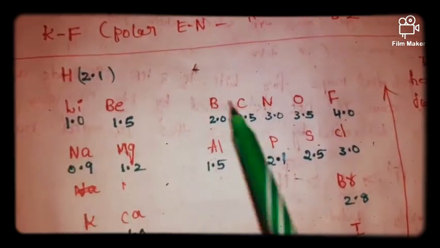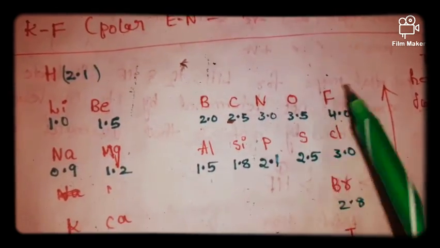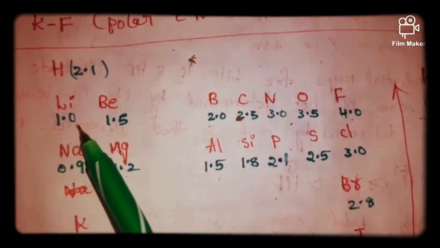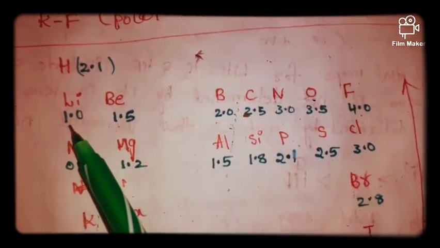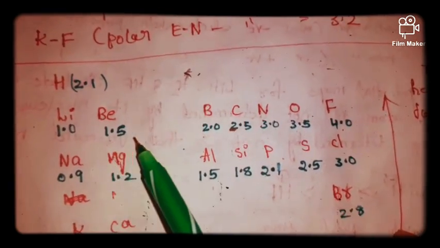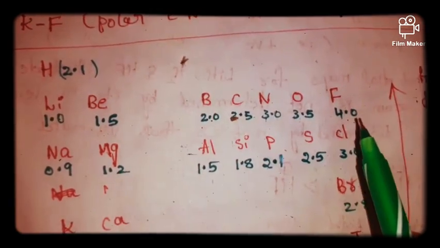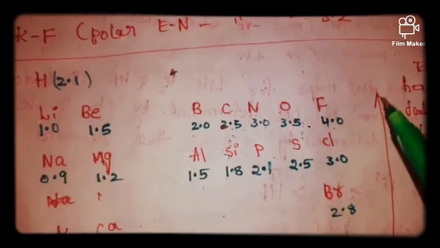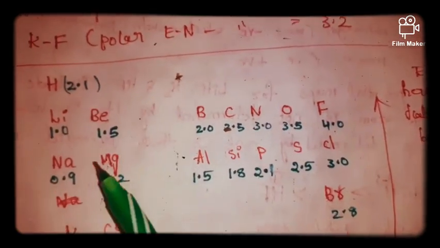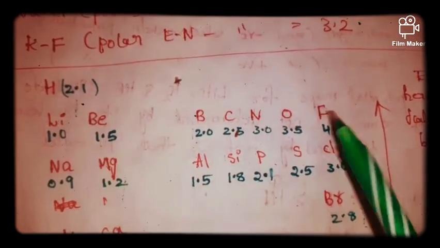Here we have a simple trick, friends. Lithium, beryllium, boron, carbon, nitrogen, oxygen, fluorine. Lithium has 1. Here we just have to add 0.5. So 1 plus 0.5 is 1.5. Continuously keep adding 0.5 and we will get the electronegativity values for this period: 1.5, 2, 2.5, 3, 3.5, 4. I think this is very easy to remember.